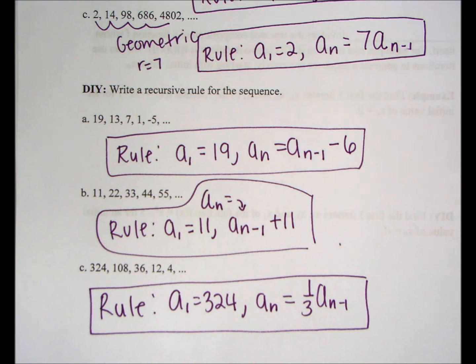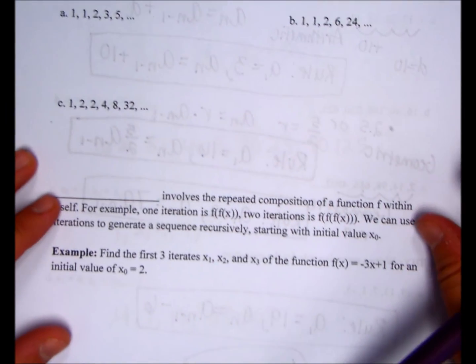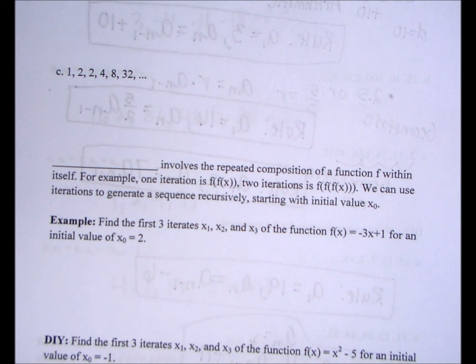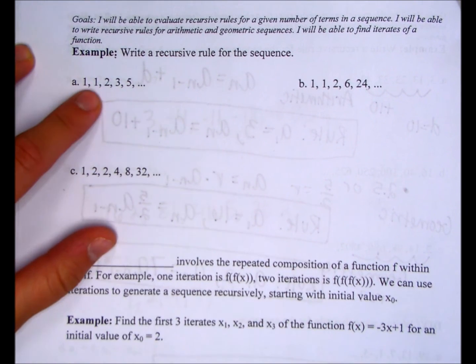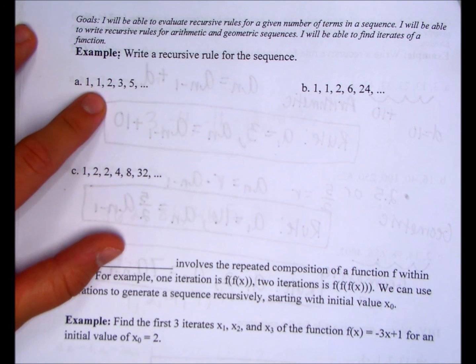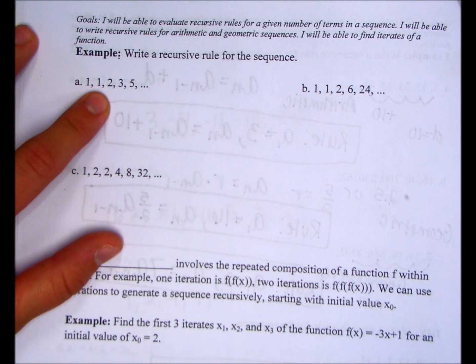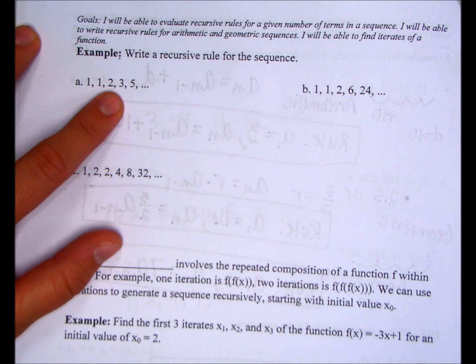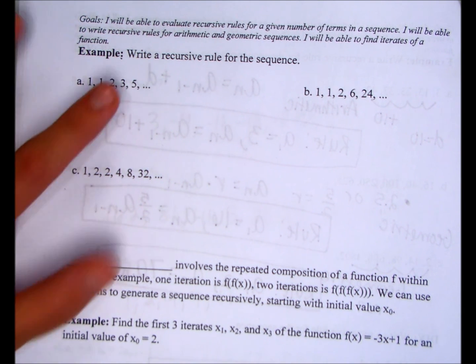So if we flip over, we have 2 more examples that I'm going to go through with you. So if I look here, to go from 1 to 1 to 2 to 3 to 5, what I'm doing here is I'm adding the number before it with the current one. So what I mean by that is 1 plus 1 is 2, 2 plus 1 is 3, 3 plus 2 is 5, and the next term would be 8.